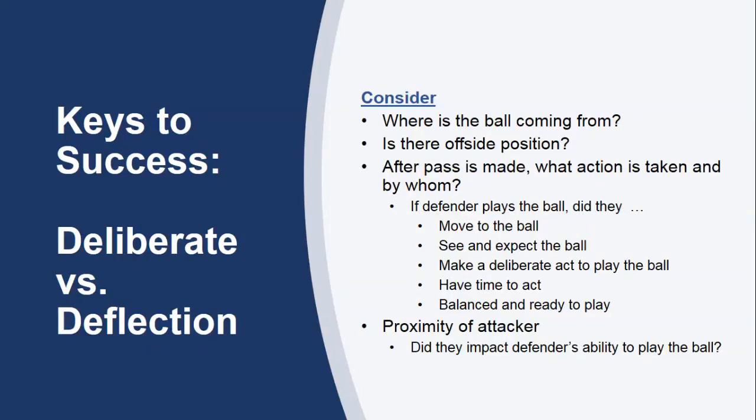After the pass is made, what action is taken and by whom? So if the defender plays the ball, did they move toward it? Did they see and expect the ball? Did they make a deliberate act to play the ball? Did they have the time? Did they have that balance? And were they ready to play? If any of those elements are not there, you err on the side of deflection. And then the proximity of the attacker again, did they impact the defender's ability to play that ball?